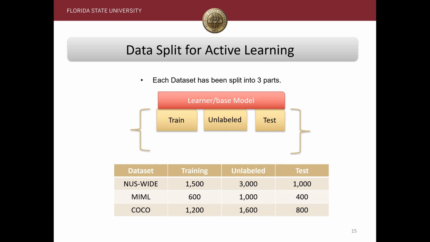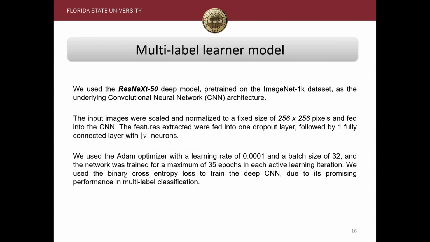Each dataset has been split into three parts: the train, unlabeled, and test. These are the details of the training, unlabeled, and test sets for all three datasets that we used in our experiments. The multi-level learner model.